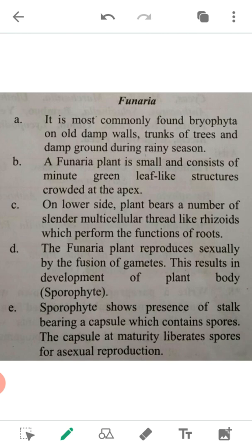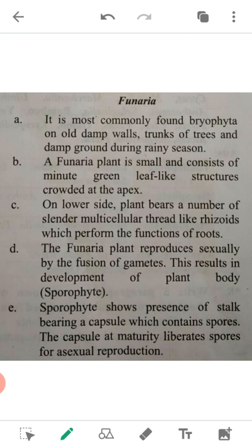The Funaria plants reproduce sexually by the fusion of gametes. This results in the development of the plant body.